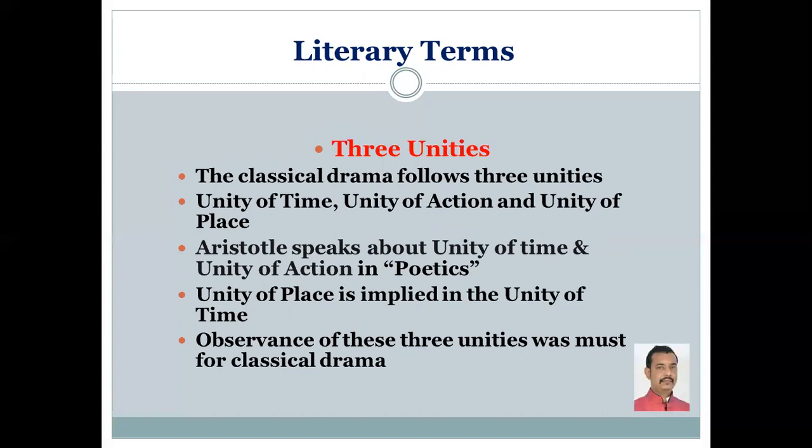The next literary term that we are going to discuss is three unities. The classical drama follows three unities. These three unities are unity of time, unity of action, and unity of place. The theory of unity is based on the passages in the writings of Aristotle in his famous book Poetics. Aristotle speaks about unity of time and unity of action. The third unity, unity of place, is implied in the unity of time. Observance of these three unities was a must for the classical drama. It was needed for the better performance and presentation of the drama on the stage.